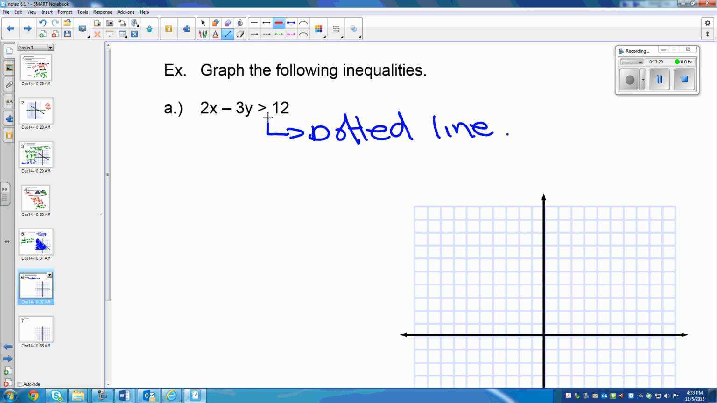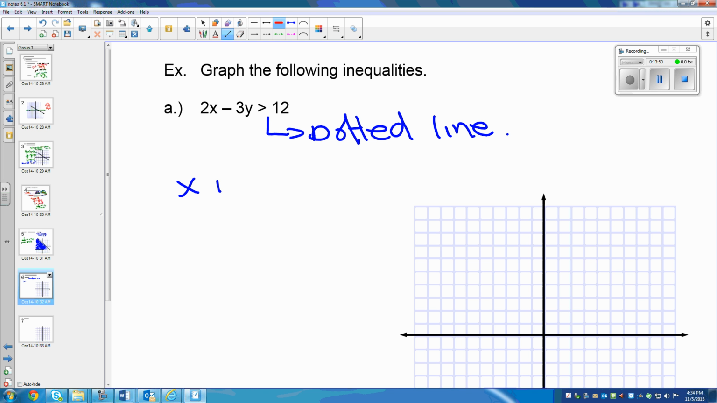Now we just have to decide, are we going to do an x and y intercept, or are we doing a y equals mx plus b kind of thing? Whichever one's your favorite. If you do the same one over and over again, that's fine. I'm going to do the opposite. Last time we did the y equals mx plus b. This time, let's do the x and y intercepts.